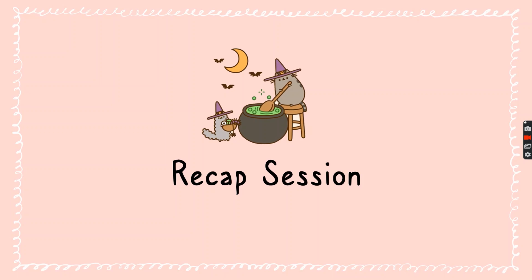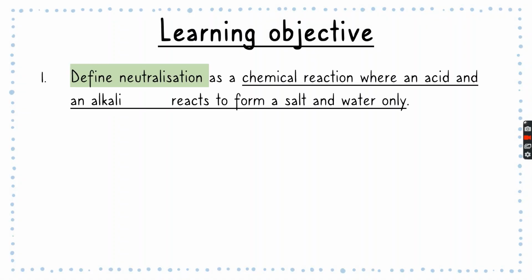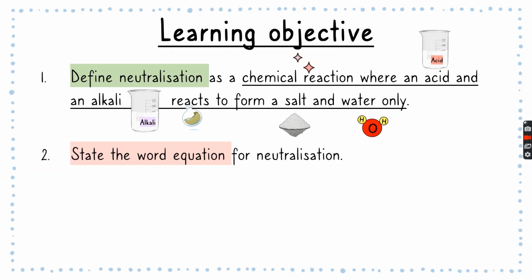Before we move on, let's do a recap session from our previous topic. We covered neutralization, learning objective 14.2. The learning objective number 1 states that we needed to define neutralization. Neutralization is a chemical reaction where an acid and an alkali react to form a salt and water only.